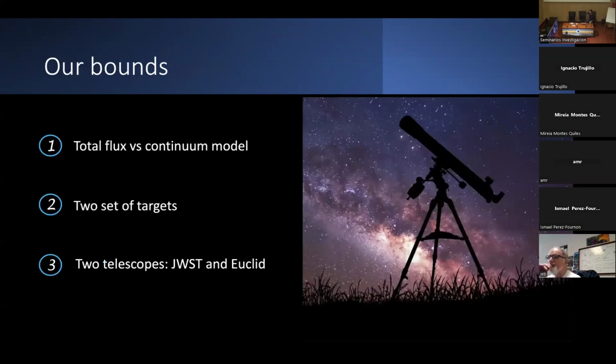I will not just show one constraint because we derived several using 2 telescopes. JWST results are actual constraints because I used measurements, observations, while with Euclid these are projections. There are 2 sets of targets, because in the case of JWST I use diffuse emission, while the projection with Euclid is with dwarf galaxies. And I will also show how it changes if you assume an astrophysical background or if you don't.